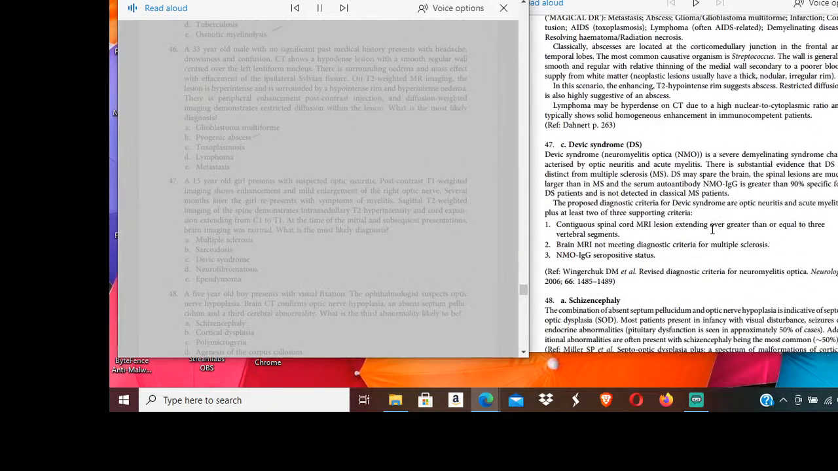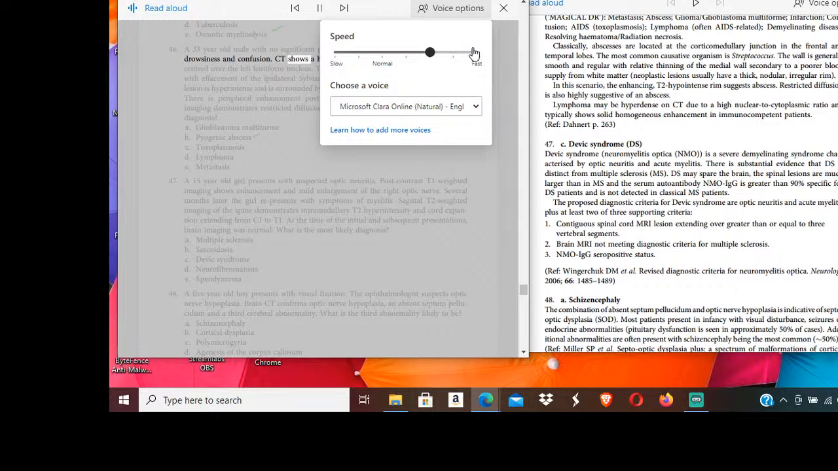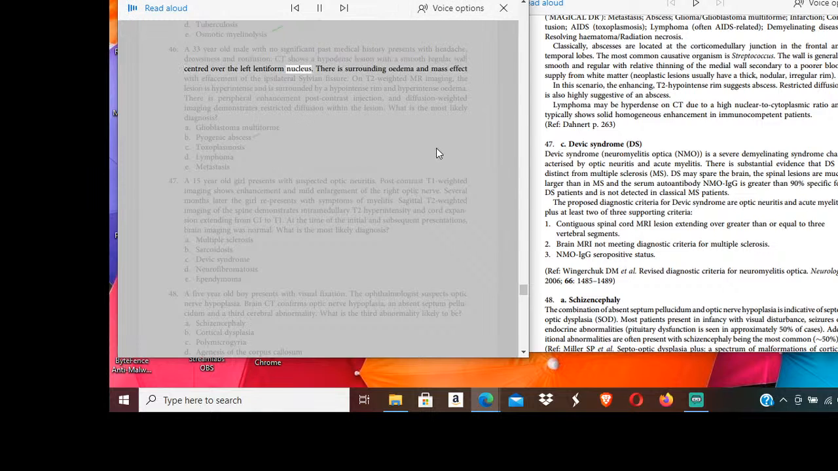D. Tuberculosis, E. Osmotic myelinolysis. 46. A 33-year-old male with no significant past medical history presents with headache, drowsiness, and confusion. CT shows a hypodense lesion with a smooth regular wall centered over the left lentiform nucleus. There is surrounding edema and mass effect with effacement of the ipsilateral sylvian fissure.